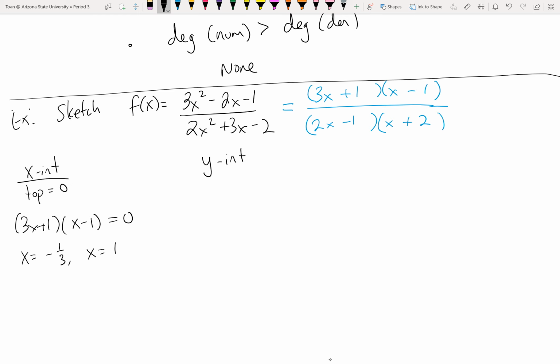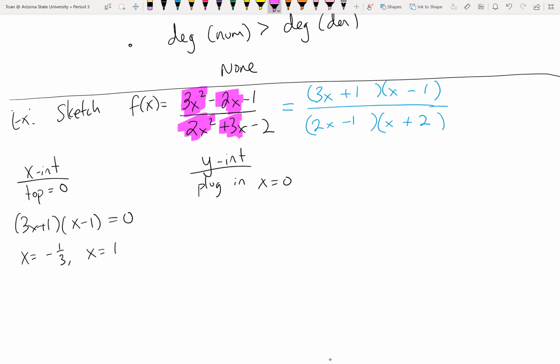To find the y-intercept, just as a review or as a refresher, you want to plug in x equals 0. Now, when I plug in x equals 0, you certainly can use the factored form, but I'm actually going to use the original. Why is that? Well, you guys know that when you plug in a 0, everything turns to 0, right? So if I make x equals 0, any term that contains an x just disappears. So this guy here goes to 0, this guy here goes to 0, this guy here goes to 0, this guy here goes to 0.